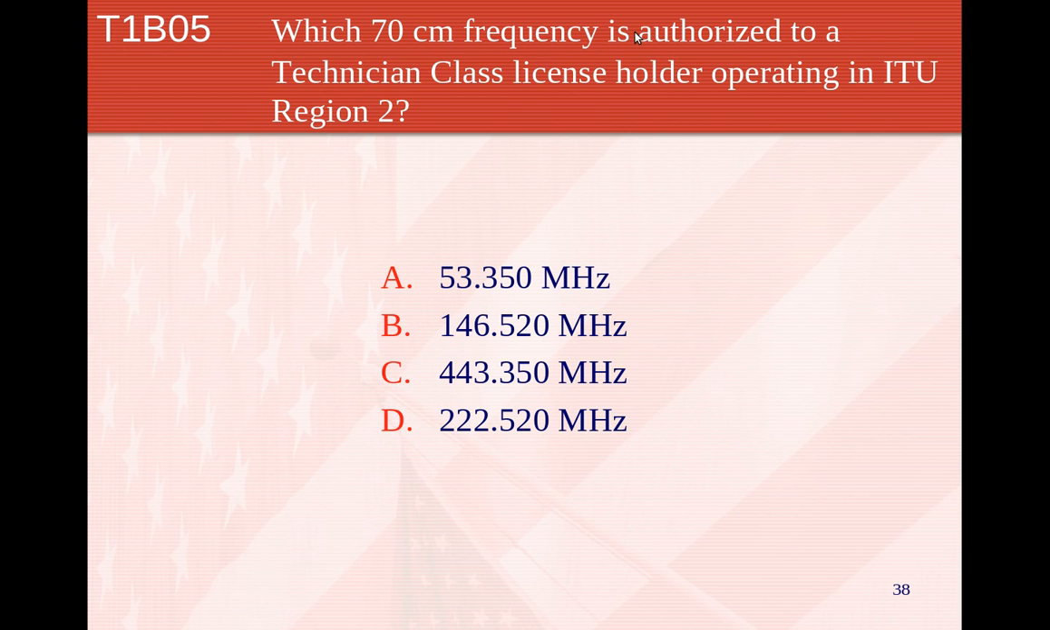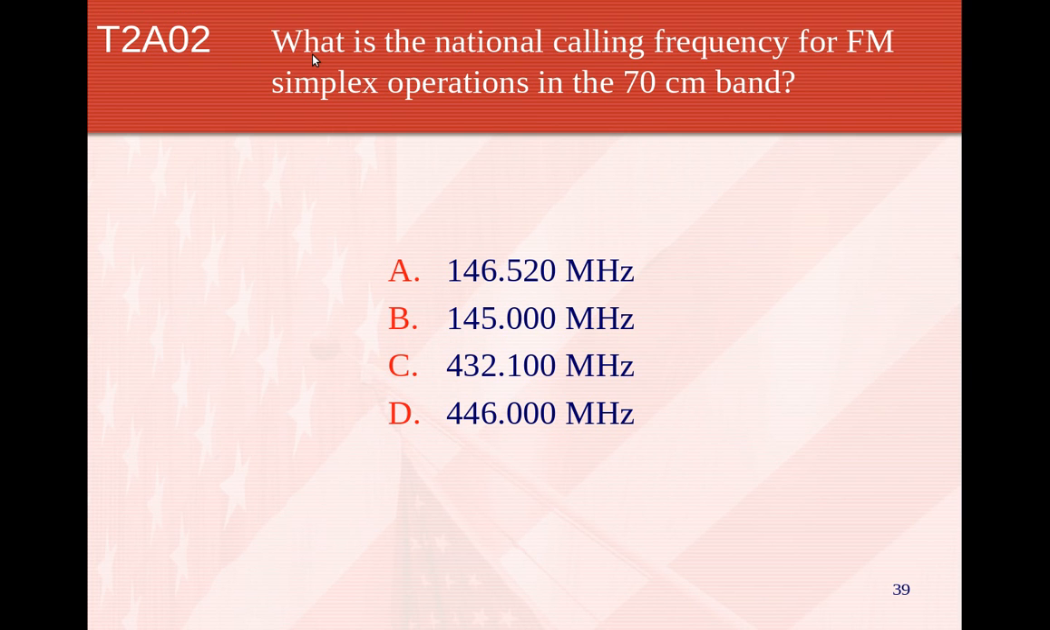Which 70 centimeter frequencies is authorized for a technician class holder operating in ITU region 2? 443.53. Notice A is 6 meter, B is 2 meter, D is 1 1/4 meter. So all those answers can get tossed out, and the remaining one is your 70 centimeter frequency. What is the national calling frequency for 70 centimeter? Again, A and B are way off. C is kind of close, but it's going to be D, 446.000.